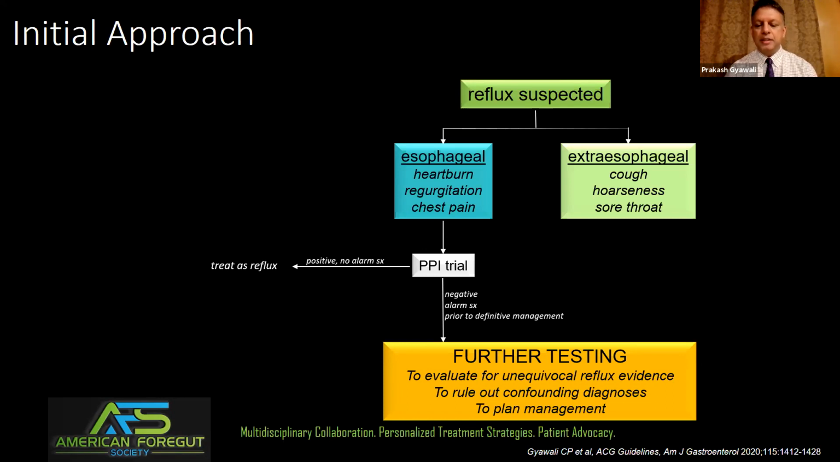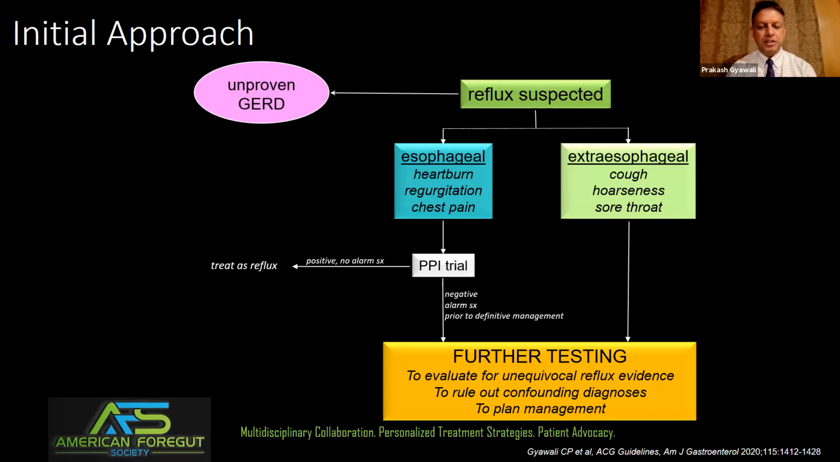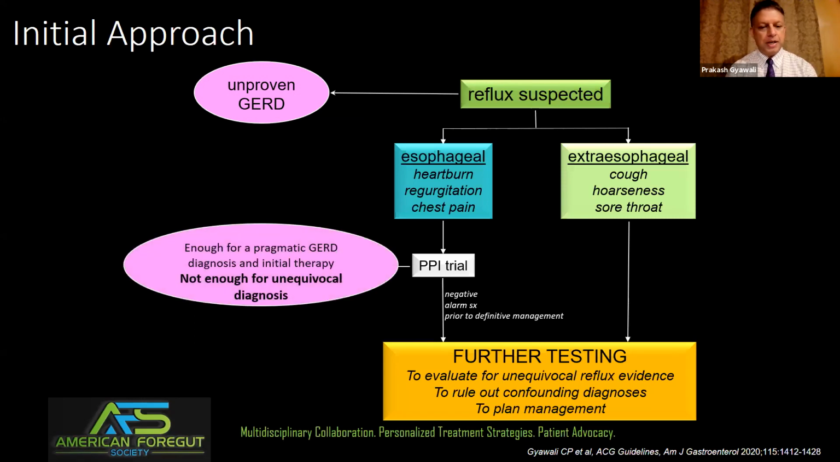And Chrissy very nicely demonstrated what constitutes unequivocal reflux evidence with extraesophageal symptoms, because the likelihood of true reflux disease is low. When somebody has primary extraesophageal symptoms, you may jump straight to further testing rather than go through the PPI trial stage. So you want to move a patient from unproven GERD, that's the symptomatic patient, to proven GERD, but a PPI trial is not enough to make a conclusive diagnosis of proven GERD, not enough for unequivocal diagnosis.